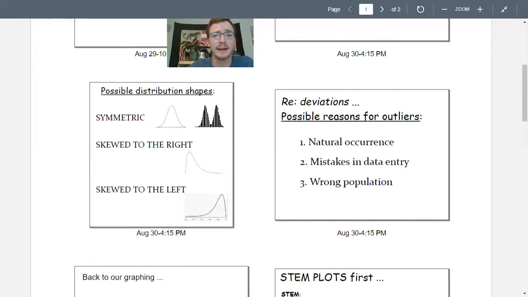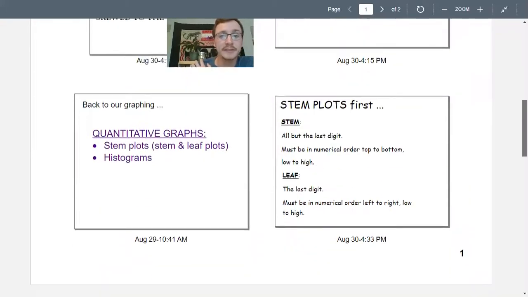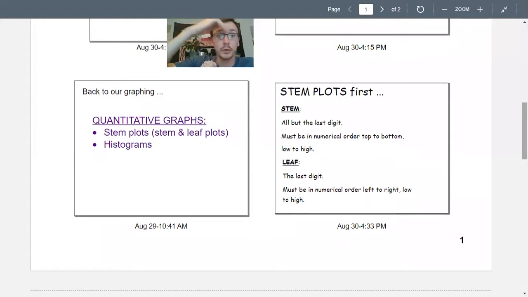I was trying to think of how to word that, so I apologize if that came off as choppy. So the two graphs that we're going to look at today for quantitative graphs.